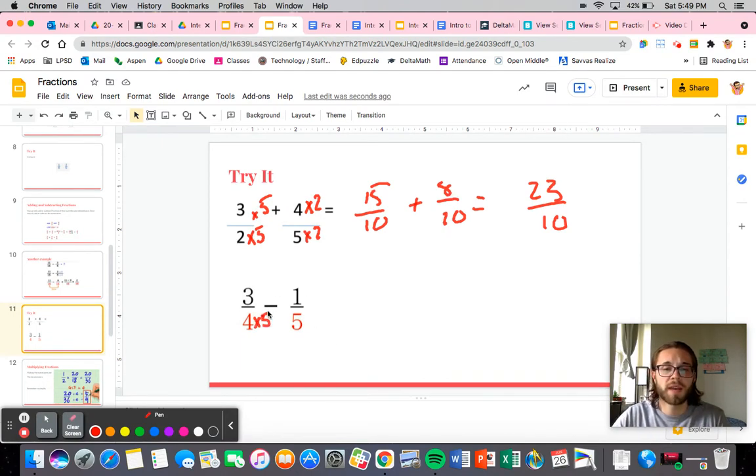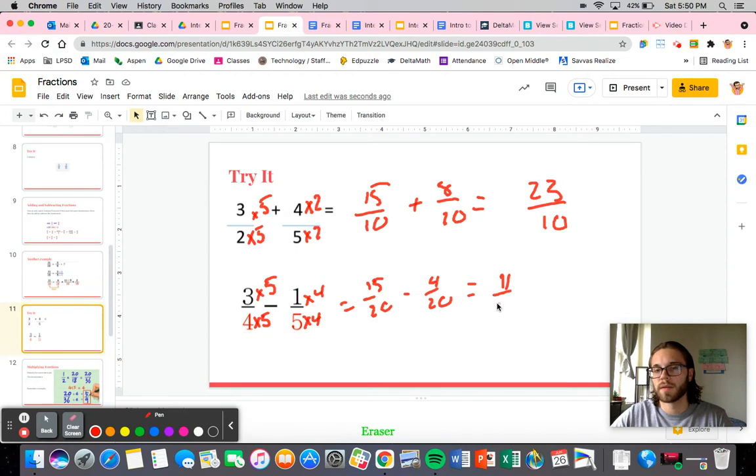We already know 4 and 5 only have a common denominator of 20. So this is 15/20 minus 4/20, which gives you 11/20. And we're going to leave that alone.